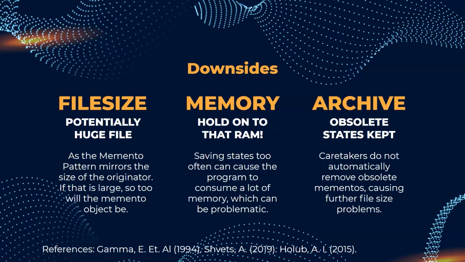Now for the downsides of the Memento pattern, we could have a potentially huge file. As the Memento pattern mirrors the size of the originator, the size of the Memento can be very large if the originator is large. Each snapshot of the file will also be large if they follow the same pattern, meaning an unmanaged number of states can cause very large files.